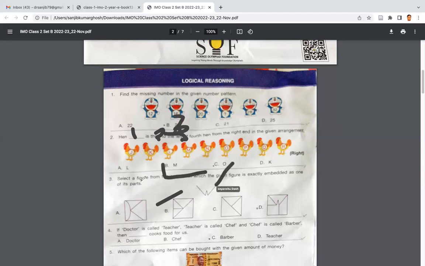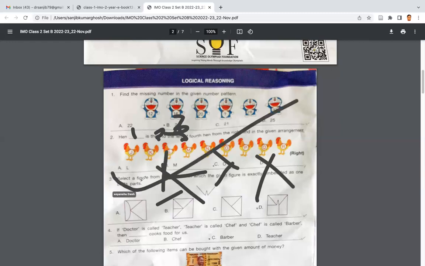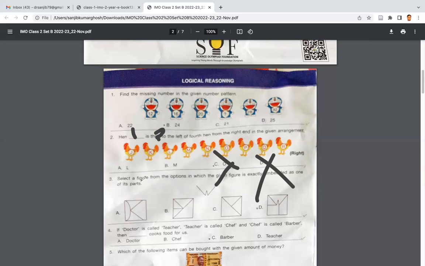L, which is the not L. He also not L. He also not L. This is L. Very good. Excellent, Beta. Okay, now tell me number three, Beta.